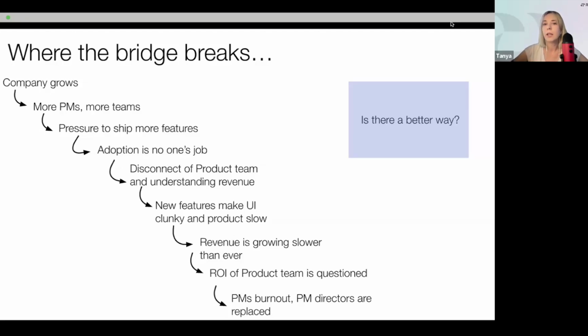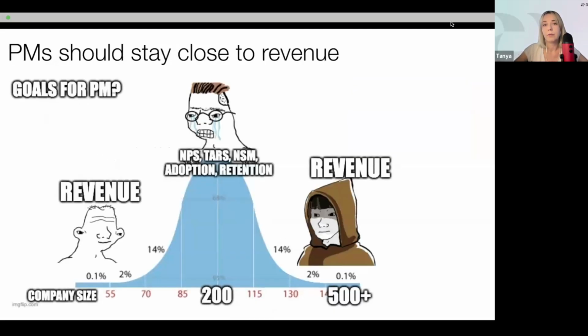The question is, is there a better way? The simple idea that I'm trying to bring with this presentation is that the product team and the product managers should try to stay close to the revenue and keep their goals set around revenue, or at least be able to understand if the activities they're working on are actually generating new revenue for the company.